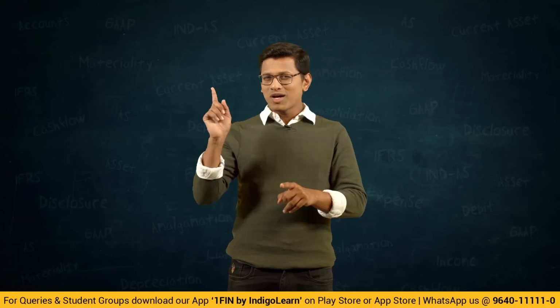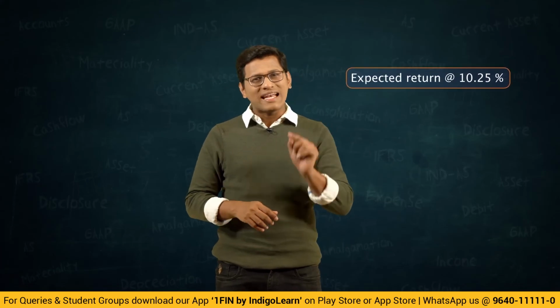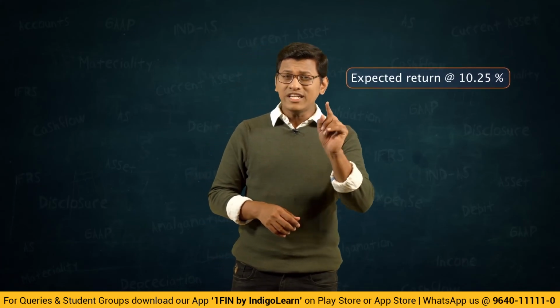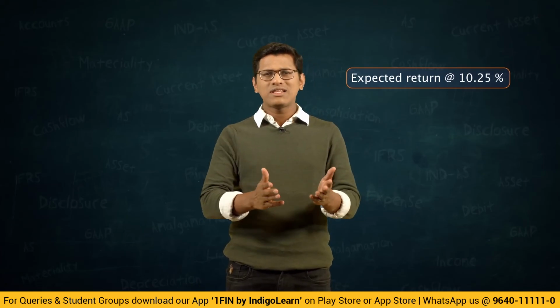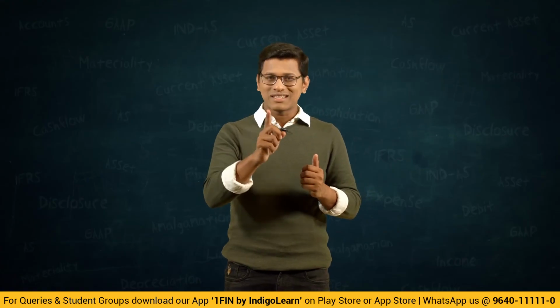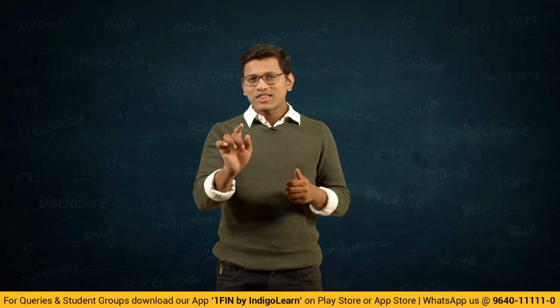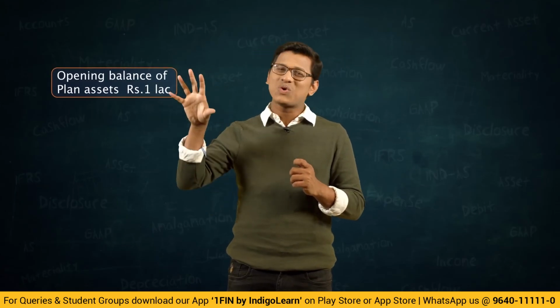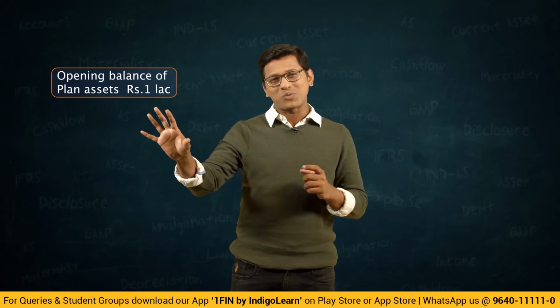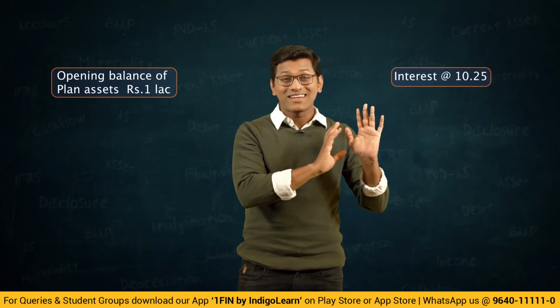Friends, I spoke about a concept just before starting this problem. There is something called expected return on plan assets given to you at 10.25%. Now friends, 10.25% must have been the annual expected return. Something like if you invest some money at the beginning of the period, you will get 10.25%. Now, the question is this: what is the opening balance of our plan assets? 1 lakh rupees. On 1 lakh rupees, we will earn 10.25%, that is straightforward, right?